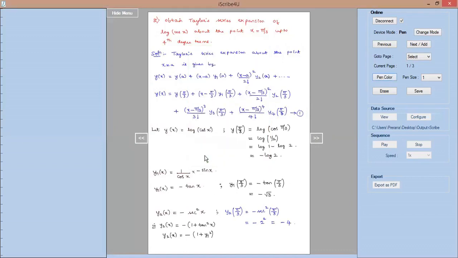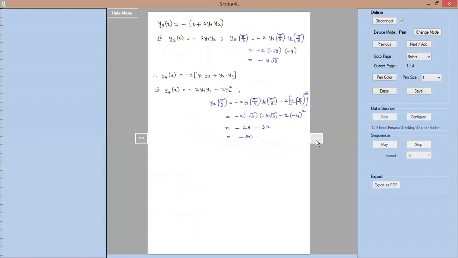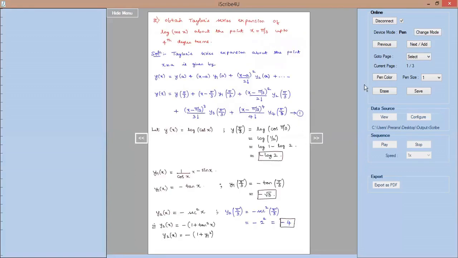So we had already obtained y of pi by 3, which is minus log 2. Then we had y1 of pi by 3, which is minus 1, minus root 3. Then y2 of pi by 3 is minus 4. Then in the next page, we have answers for y3 of pi by 3 and y4 of pi by 3. So y3 of pi by 3 is minus 8 into root 3. And similarly, y4 of pi by 3 is minus 80. So these are the required values which we need to substitute now in equation 1.